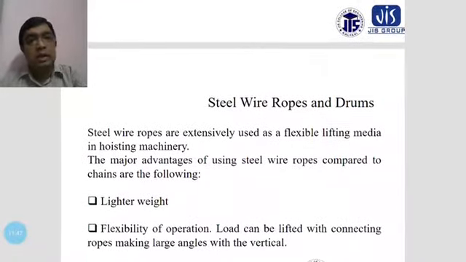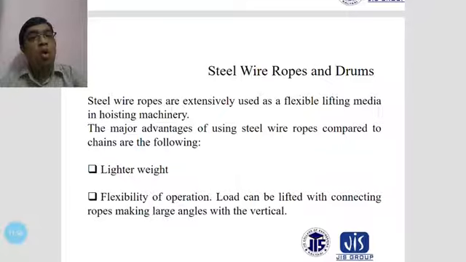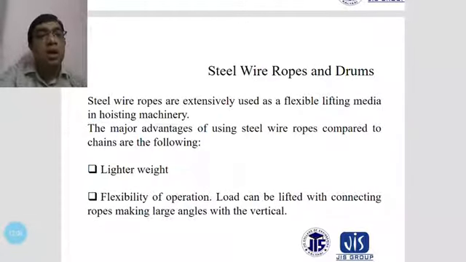Another thing is the steel wire rope and drums. Steel wire ropes and drums are extensively used as a flexible lifting medium in hoisting machinery. That is basically hoisting machinery. The major advantages of using steel wire ropes compared to chains are the following.